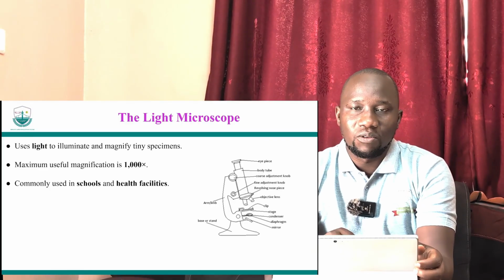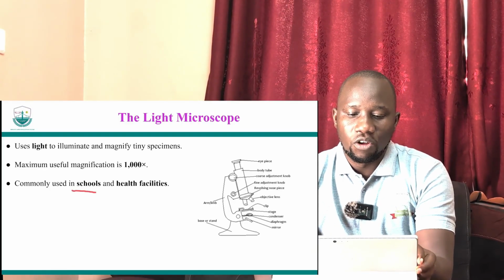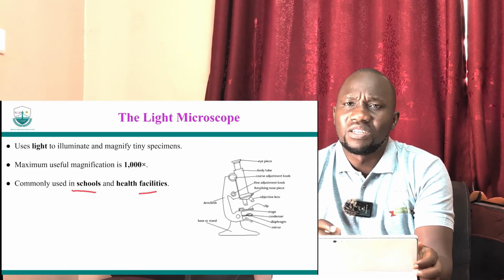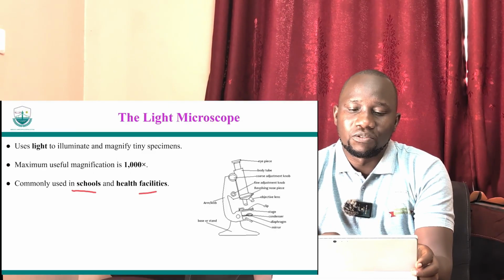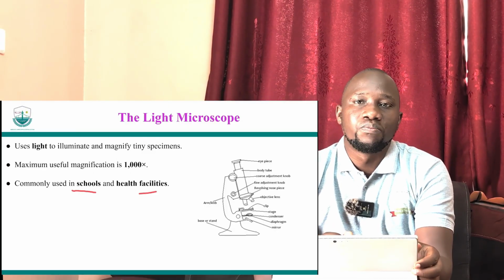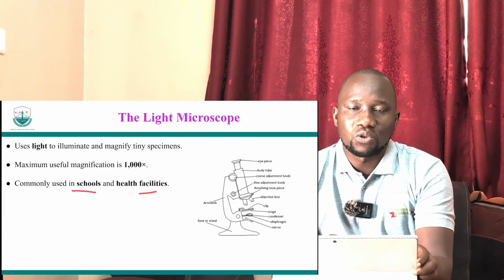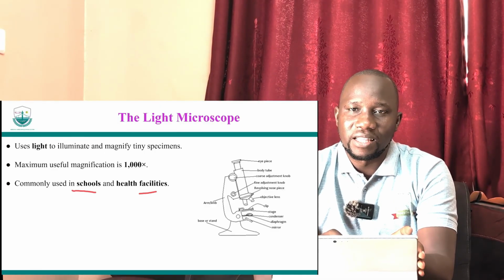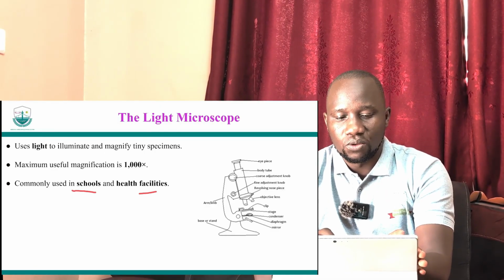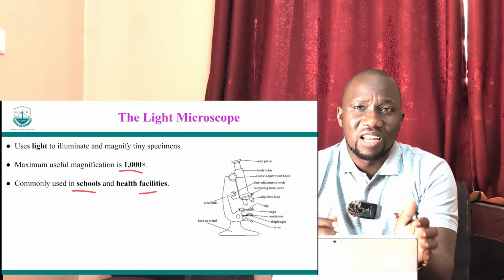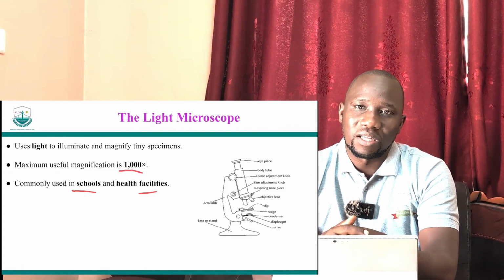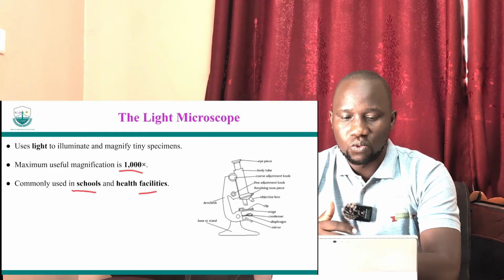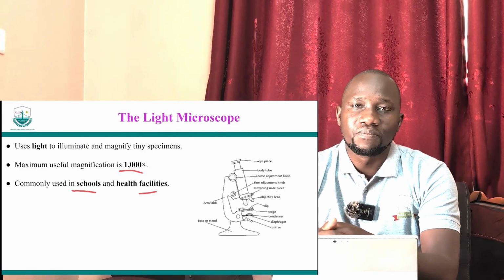So what you are most likely going to find in your school, or even at the nearby health center, or even hospital, is the light microscope. Its magnification is not as great as that for the electron microscope. The magnification can be up to 1,000. Remember, the previous one was at 1 million. Then this one is at 1,000.